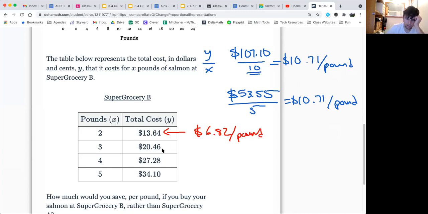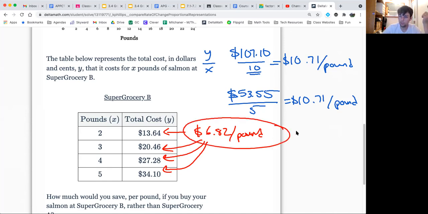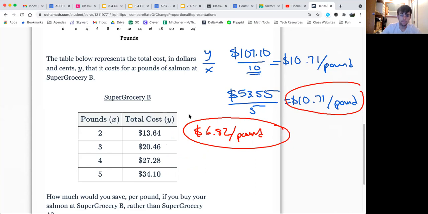I'm just going to quickly do these other ones. Okay, that's the same thing. 27.28 divided by 4. Yeah, that's the same thing. 34.10 divided by 5. Yeah, so all of these were the same rate of $6.82 per pound. So this is the rate at super grocery B, and this is the rate at super grocery A. So it's cheaper at B than it is at A. So let's go ahead and see what questions they have for us about this at the end.